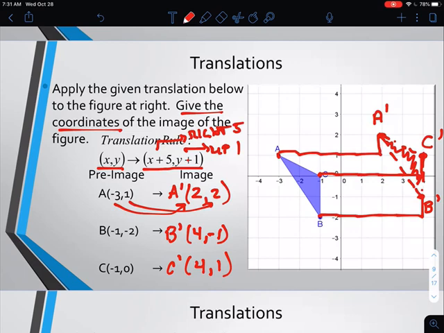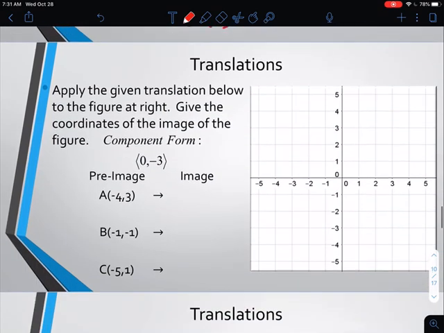As we're looking at this too, when you graph, always make sure you label your points. If you don't label points, you're going to lose credit on some of the problems that we're going to be doing here. So you have to label the points so I know what's the original, what's the new, what's the pre-image, what's the image. Okay, so that's one type of problem.